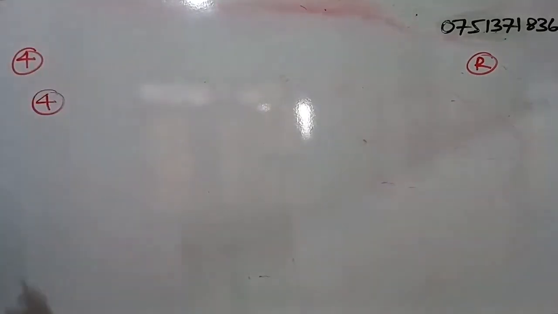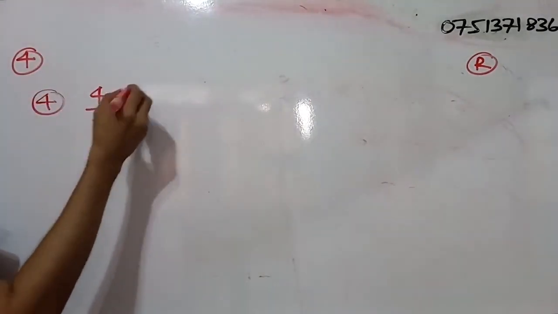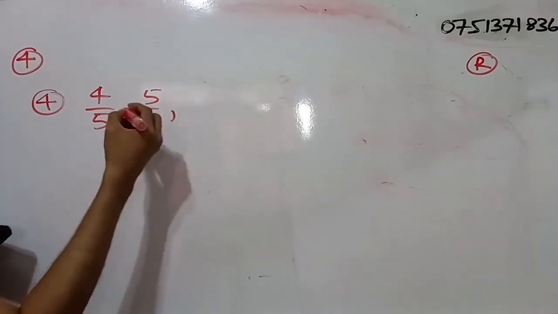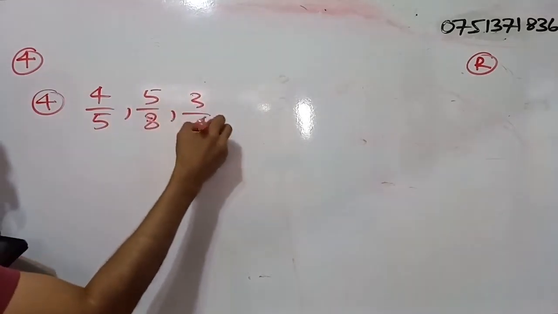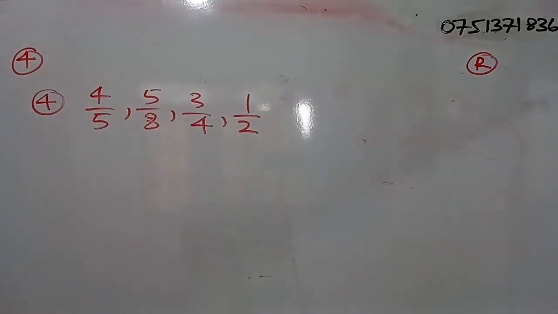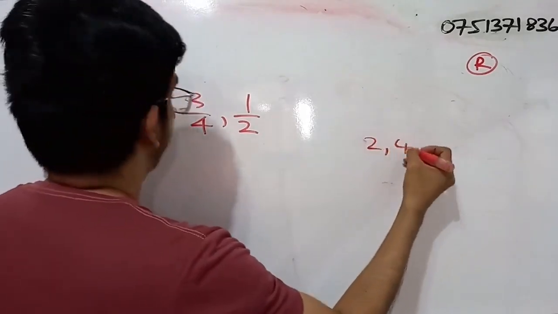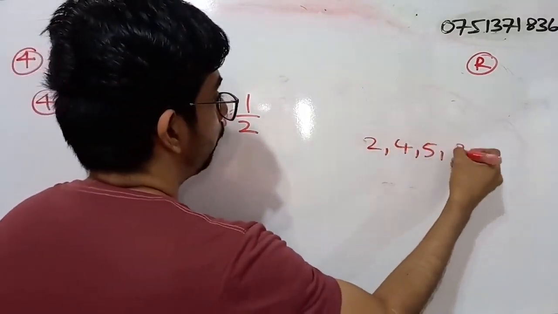Okay, part 4. So what do we have? 4 by 5, then 5 by 8, then 3 by 4, then 1 by 2. So the same thing, right? We have to come up with the common denominator or LCM. So we have 2, 4, 5 and 8.